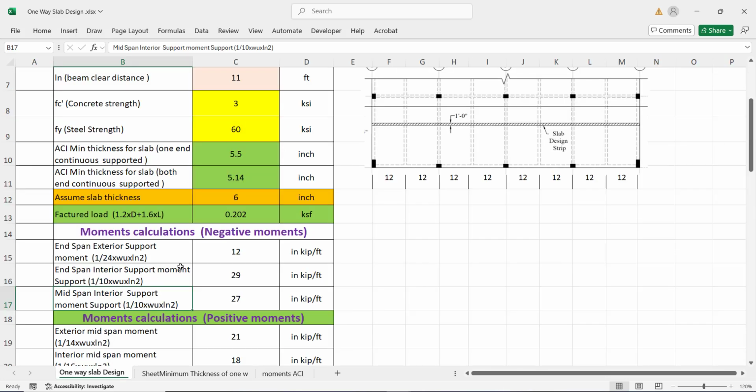So let me make it like this is 11. This is 11. Okay, so this is the interior and this is the exterior one. Okay, so the negative moments we have now, exterior one is 12, this is less, interior one is more, this is 29 and 27, this is approximately same, so we can take this is 1 by 10.